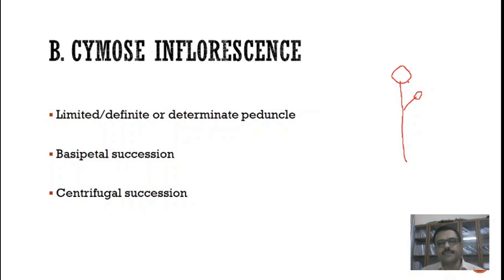We find that new flowers are formed below the terminal flower. And so here we find basipetal succession, which is the opposite of acropetal succession. Racemose inflorescence had acropetal succession. Here it is basipetal succession. And here we find that older flowers are at the top and younger flowers are at the base.